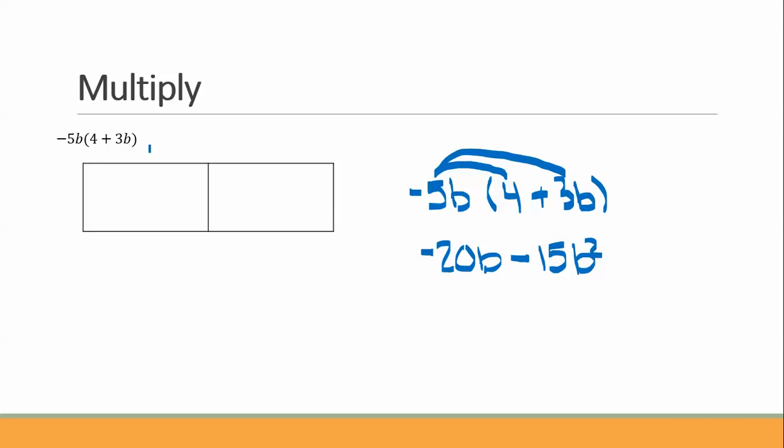To do this using the box method, we have 4 plus 3b and a negative 5b over here. Same thing, we're going to do 4 times negative 5b is negative 20b. 3b times negative 5b is negative 15b. And then we have negative 20b minus 15b squared. Oops, I forgot the squared.